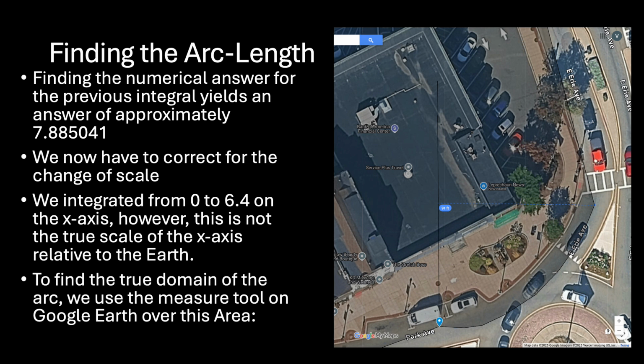However, this is not the length of the arc in feet, but rather in the units of the Desmos calculator. To correct for the scale differences, we have to find the domain of the quadratic function, assuming that the origin is still at the leftmost part of the arc. Using the measure tool on Google Earth and a line placed parallel to the y-axis, we can find the domain in feet for the arc.